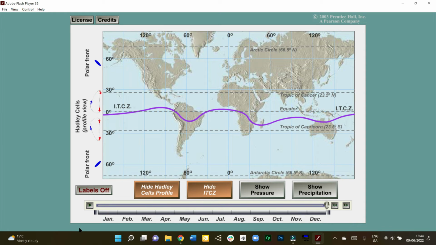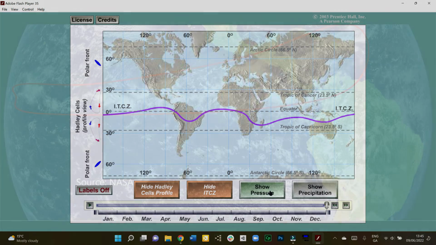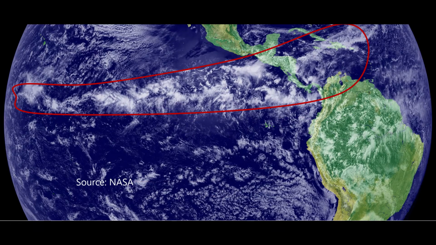All along the ITCZ, the purple line on the chart, the air is coming together and rising up through the atmosphere, creating the equatorial trough of low pressure associated with frequent heavy thunderstorms. Here in this satellite image, we can easily see the Intertropical Convergence Zone outlined by the proliferation of cumulonimbus clouds and intense thunderstorms.